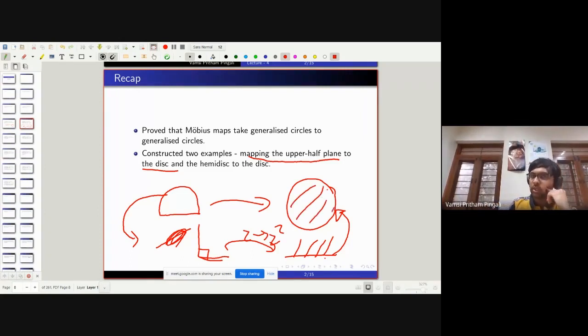So the point of these examples is to tell you that not everything can be done by Mobius maps. You might have to do things like this. The other thing is also to show little tricks that you can use to find the maps that you want.